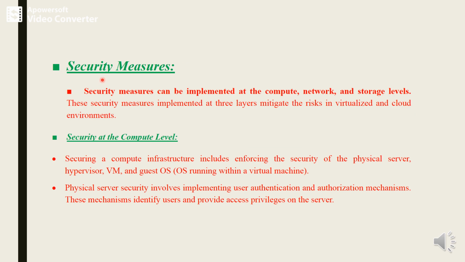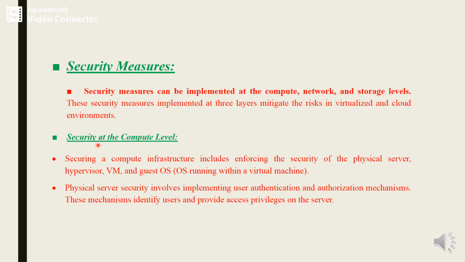Next we'll take security measures. Security measures can be implemented at the compute, network, and storage levels. We can impose different types of security measures with respect to the compute platform, network platform, or storage levels. These security measures implemented at three layers mitigate the risk in virtualized and cloud environments, so that we can minimize the number of risks.